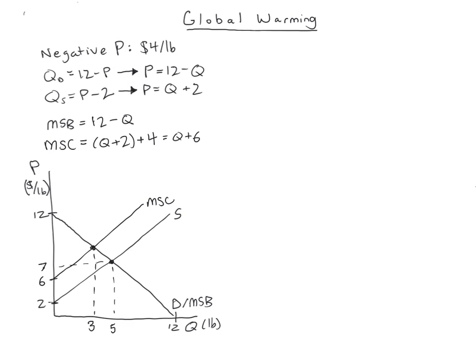So we can see that the efficient quantity is 3, which is less than 5, so our calculations tell us that the efficient quantity is smaller. That matches up with what we see on the graph, where it's clear that this quantity is smaller than this quantity. All right, so continuing, we're asked, what is the deadweight loss without the tax?